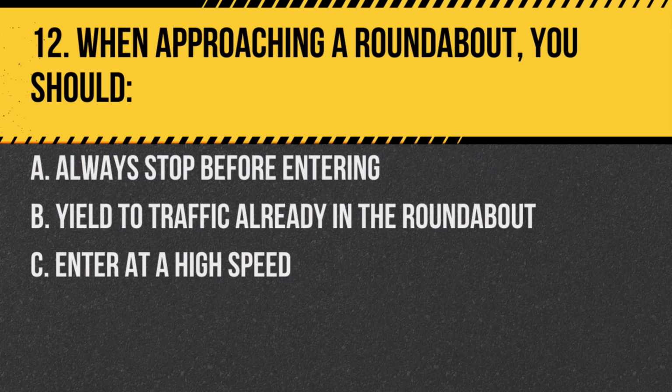Question 12. When approaching a roundabout, you should A. Always stop before entering. B. Yield to traffic already in the roundabout. C. Enter at a high speed. Answer: B. Yield to traffic already in the roundabout. Vehicles inside the roundabout have the right of way.